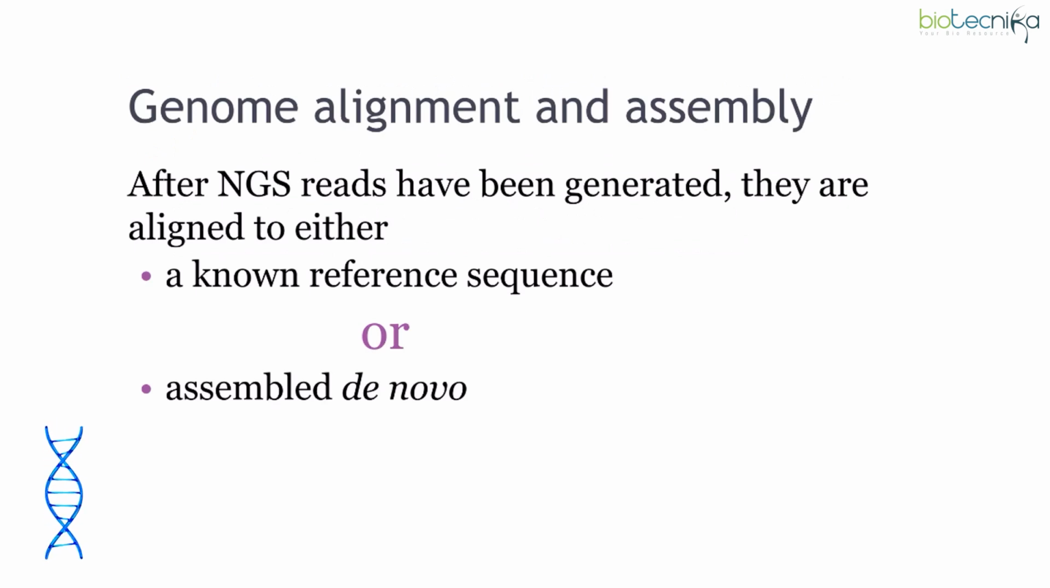And then genome alignment and assembly. Again, that is important because after the NGS reads have been generated, they are aligned either to a known reference sequence or assembled de novo. Reference genomes such as human reference genome 38, or 37, or human reference genome 19 projects, right? Or de novo sequencing will be done. Got it? So this step is called genome alignment or assembly.